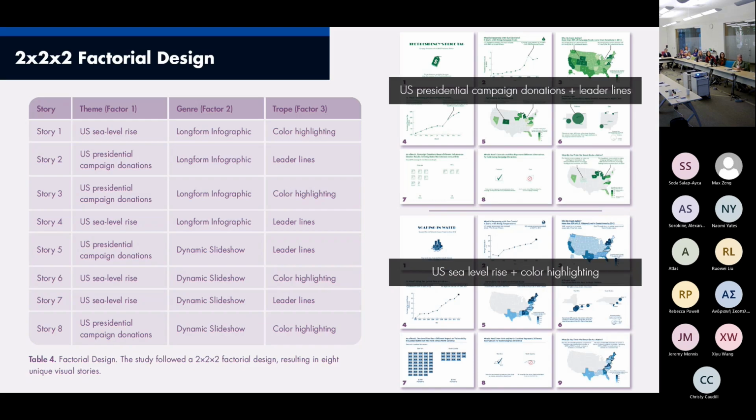So we have this 2x2x2 factorial design. We have 2 story themes in total, sea level rising and presidential campaign donations. We have 2 genres, long-form infographics and dynamic slideshows. And we have 2 tropes, leader line and color highlighting. So we have 8 unique combinations of story in total.